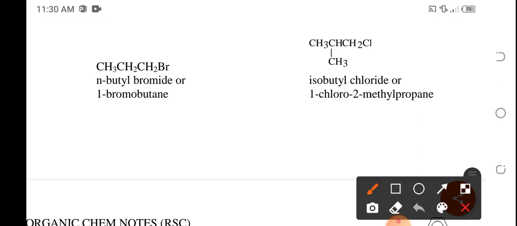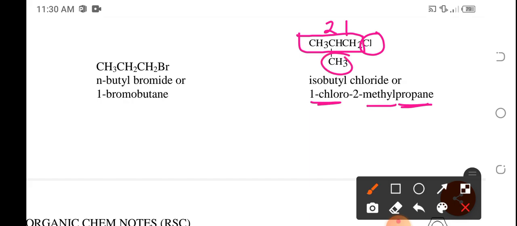It is a propane because the longest chain of carbon atoms for the parent chain is 3. So that's prop. This is carbon 1, that's carbon number 2. So the chlorine is attached to the first carbon atom and the methyl group is attached on the second carbon atom.